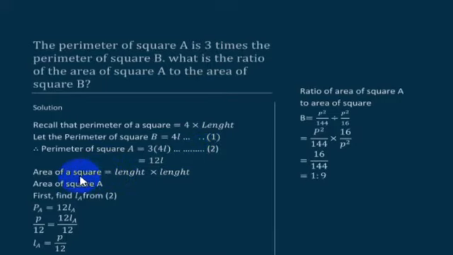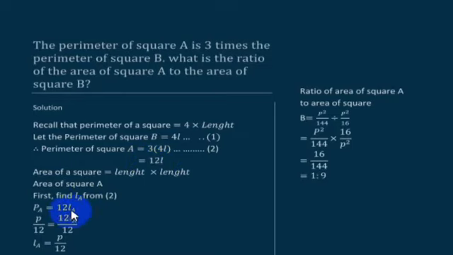And recall also that the area of a square is length times length. So how do we find the area of square A? First, find the length of square A. And to do that, from equation 2, we have that the perimeter of square A equals 12L. Okay? 12L. The perimeter of square A is 12L.